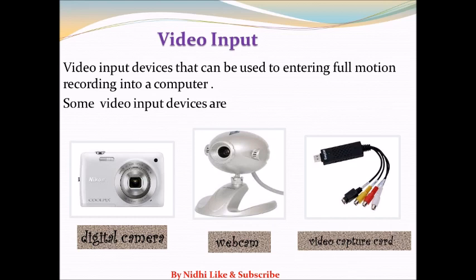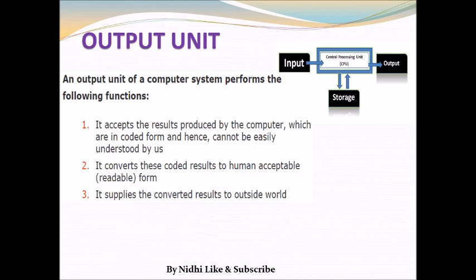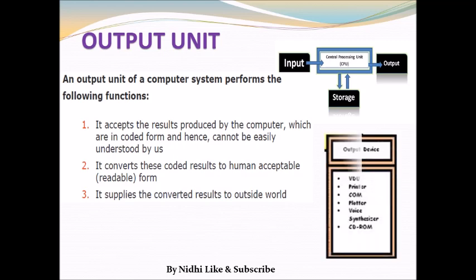Next topic is the output unit. An output unit gives us the result in processed form, that is, information. It accepts the results produced by the computer, which are in coded form and hence cannot be easily understood by us. So the output unit converts these coded results into human acceptable or readable form, and then supplies these converted results to the outside world.